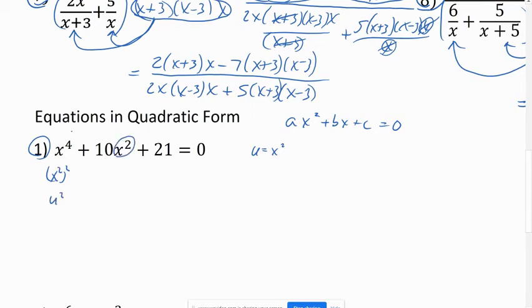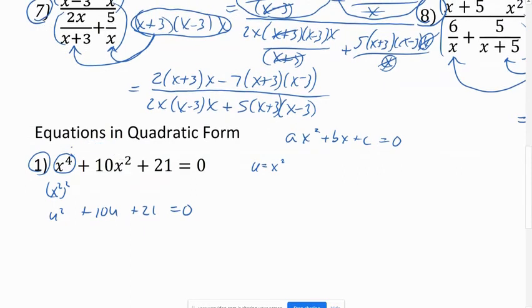This is u, so that's 10u, and then plus 21 equals 0. Now we have a quadratic equation, a 2nd degree equation. Equations are in quadratic form anytime this expression squared is the same as that expression. So that's how you tell when an equation is in quadratic form.